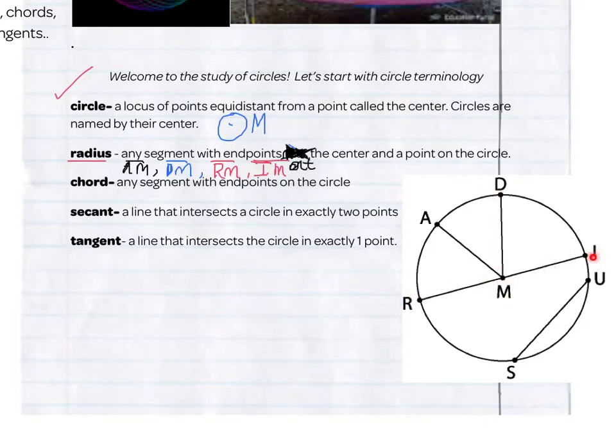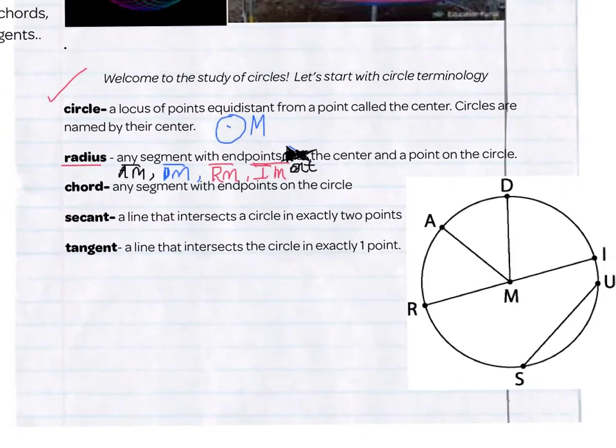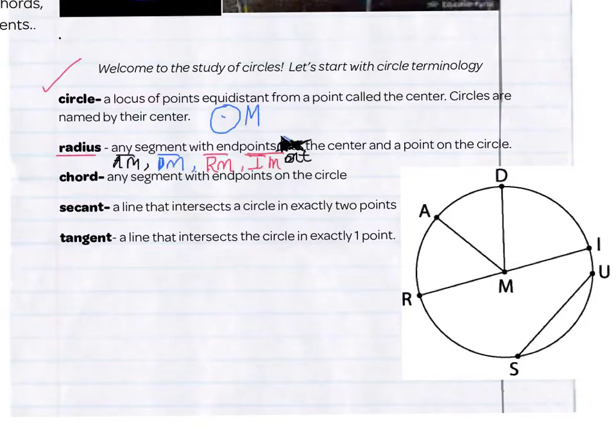And remember, you can actually write these the other way because of the symmetric property. We can actually just flip it around. Okay? And you want to actually make sure you jot those down. Let's go on to a chord. A chord is kind of cool. This is probably a new word for some of you. Okay? A chord is any segment with endpoints on the circle. Any segment with endpoints on the circle.